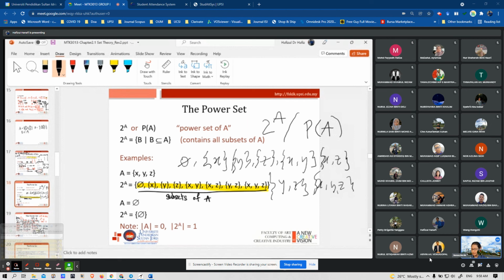is a subset of A. And then if A is null, the power set of A is null. Okay, and then the cardinality of set A is 0, and the cardinality of the power set of A is 1. At least you have one element.